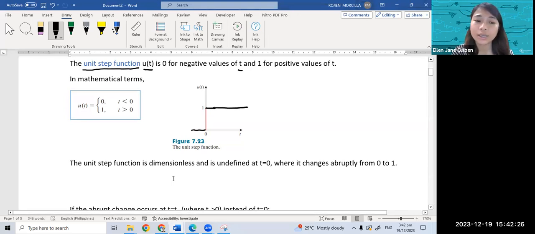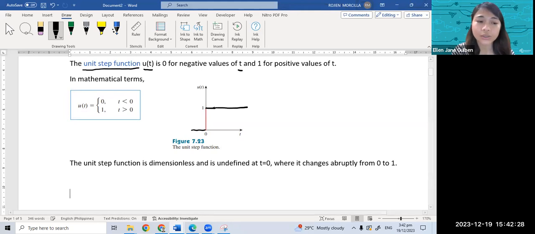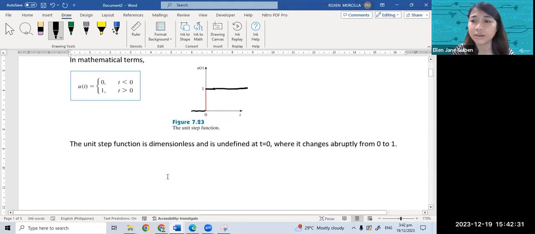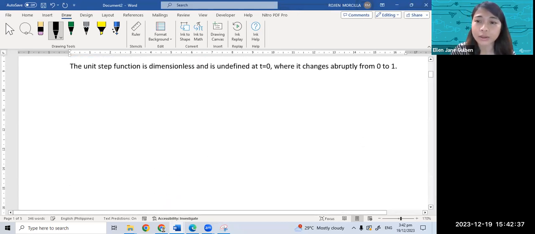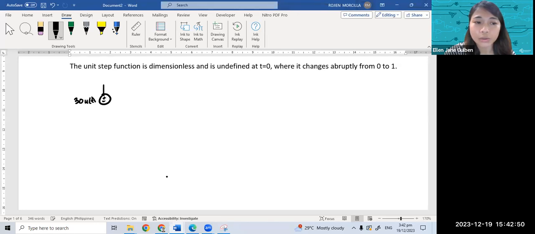Okay. So basically, just to give you a brief background so that you can understand it easily, this is how it looks like in a circuit. For example, we have a voltage source, say it's 30 volts, and we are going to write u of t. So 30 u of t volts.